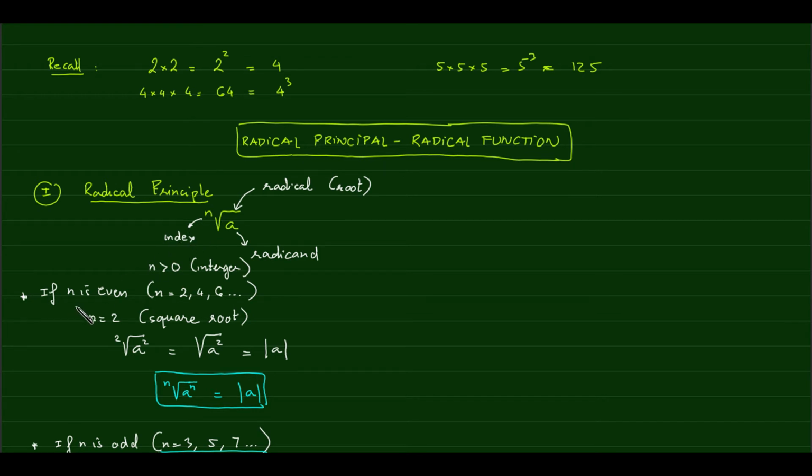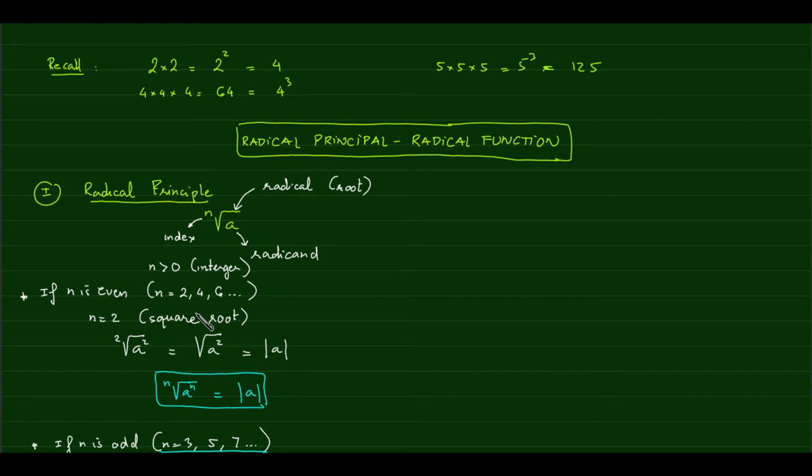And the index could be even or odd. If the index is even, for example, n is 2, 4, and 6. If n equals 2, we call it the square root. If n equals 4, we call it the fourth root. If n equals 6, we call it the sixth root.